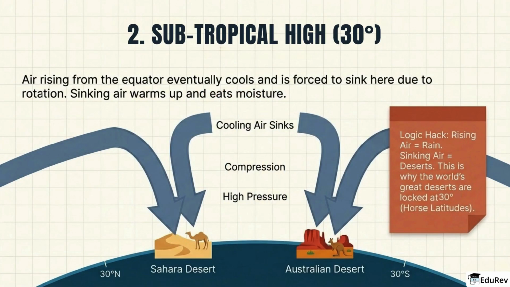Now follow that rising air upward. It moves poleward, cools, becomes denser, and descends around 30 degrees. Descending air compresses and warms, suppressing cloud formation. This creates subtropical high-pressure belts, and this is why major deserts lie near 30 degrees. Sinking air dries regions. That linkage alone explains Sahara, Arabian, Australian deserts.